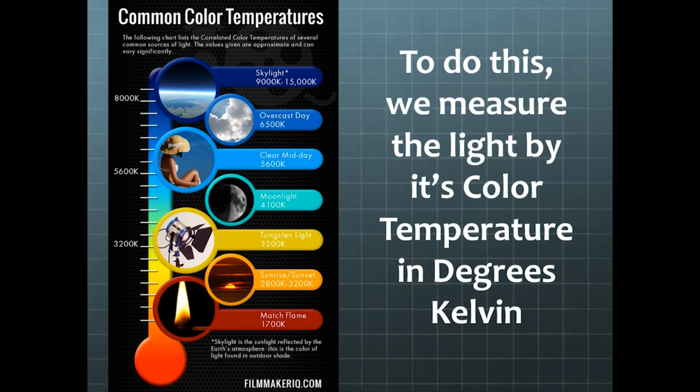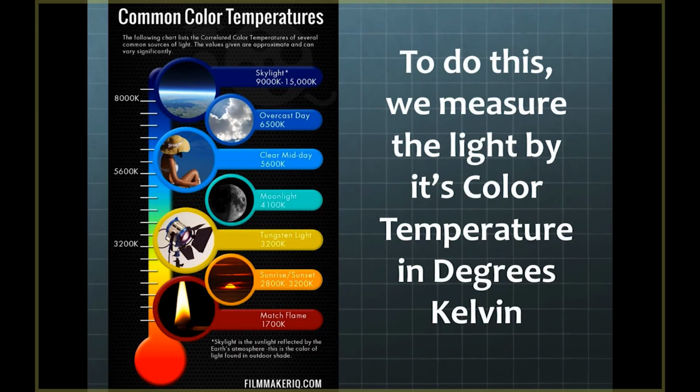To do this, we measure light and its color by its color temperature, and it's measured in degrees Kelvin. Now, the video I posted on Filmmaker IQ on the history of color temperature goes into detail on where this came from. But suffice it to say, this list here shows you more or less what you're looking at, where you're at 1900 degrees Kelvin as a candle, on up to tungsten light, which is 3200 degrees Kelvin, that's the magic number you're chasing most of the time, because most studio lights are 3200 degrees Kelvin. You've got moonlight at 4100, and then you've got the clear midday, which is 5600 degrees Kelvin.